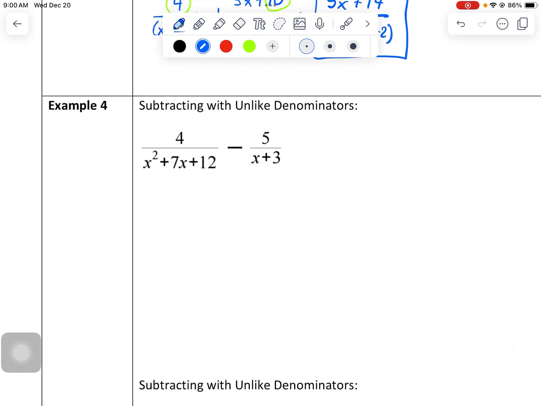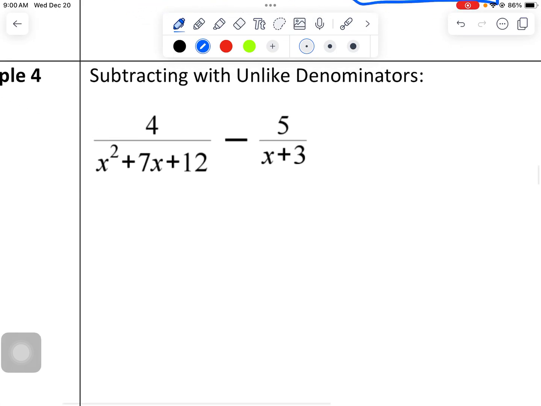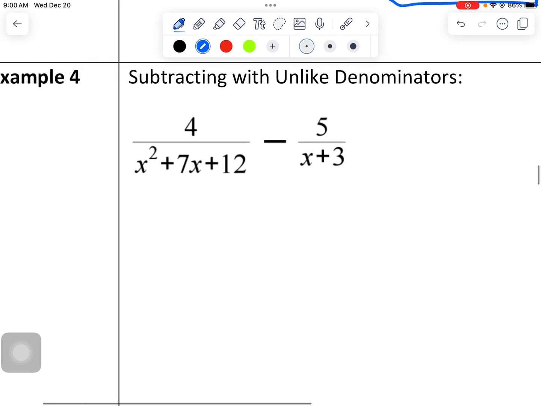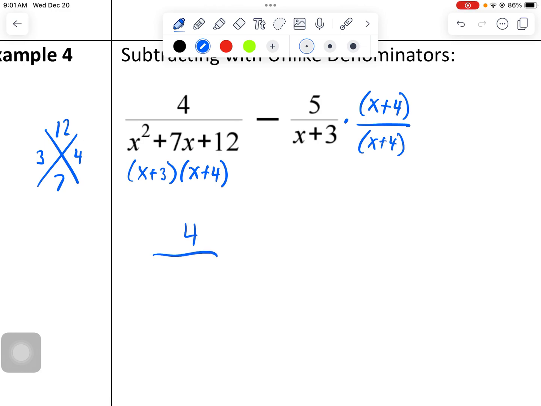Now when you're subtracting, it's the same idea. You still want to get a common denominator, but we do have to be a little bit more cautious because of the subtraction part, and we'll see that in just a couple steps. This one, it looks like factors of 12 that add to make 7, which would be 3 and 4. So x plus 3, x plus 4. We do see the x plus 3 on this one, which means we need to multiply by the x plus 4 over here. Okay, so that first fraction stays the same.